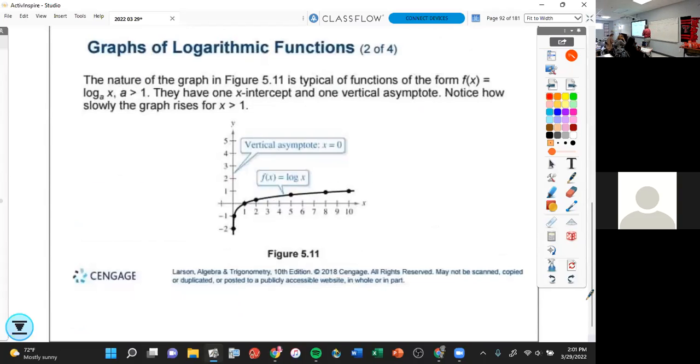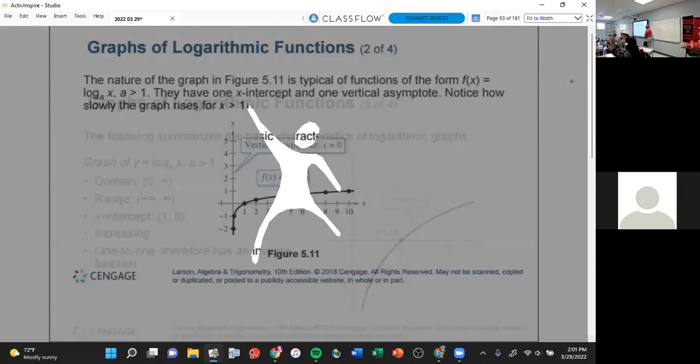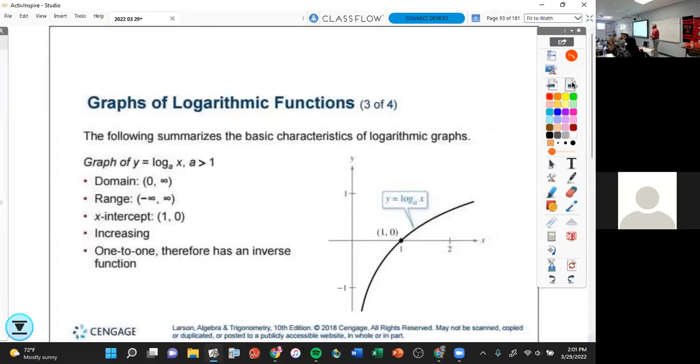The nature of the graph in figure 5.11 right below is typical of functions in the form f of x equals log base a of x, where a is greater than 1. They have one x-intercept and one vertical asymptote. Notice as soon as it passes the x value of 1, it continues to increase, but very slowly. Okay? Characteristics of log functions: to graph log base a of x, where a is greater than 1.